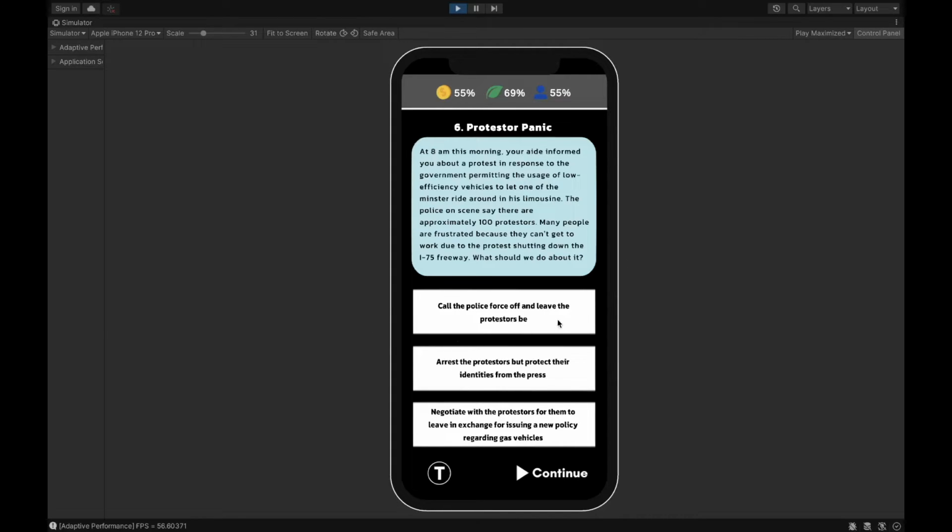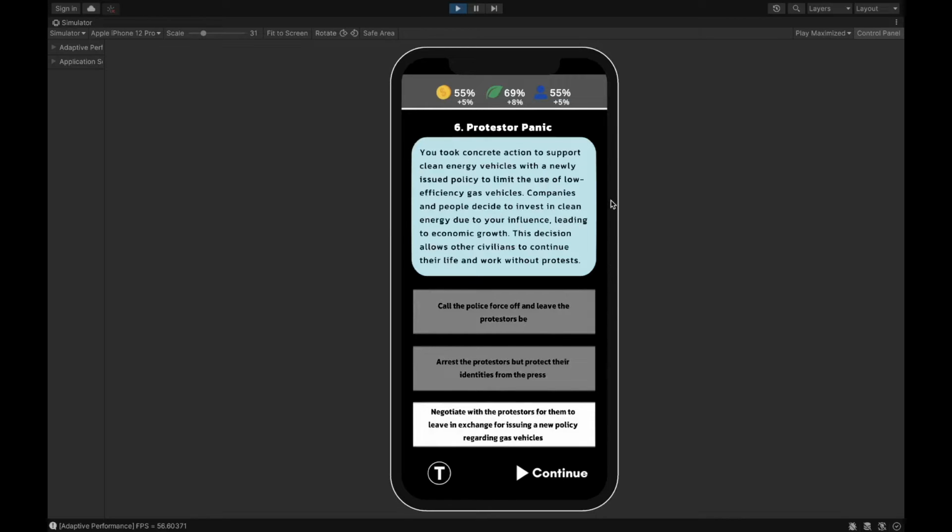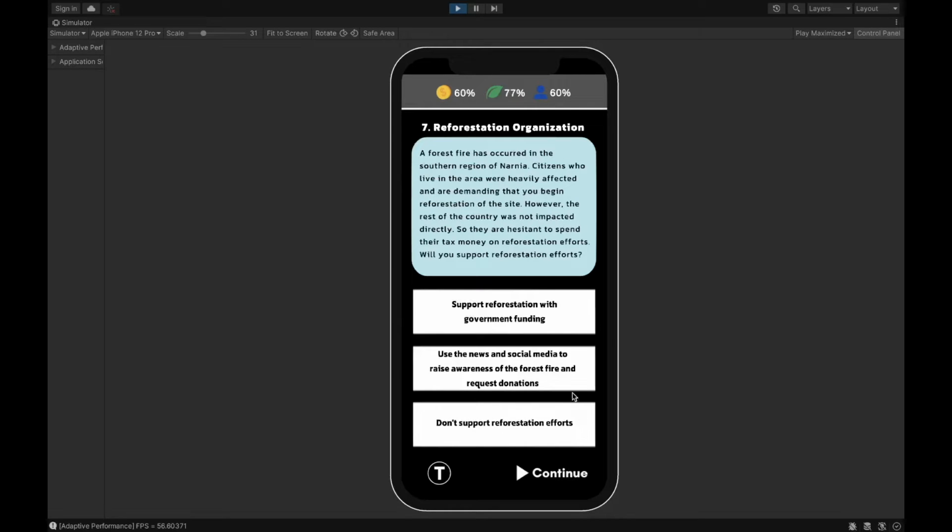So let's see. I know that just leaving the protesters be would definitely cause more frustration just because people are already frustrated about not being able to get to work. And arresting the protesters would just look bad. So I think I'm going to go ahead and negotiate with the protesters and at the same time issue a new policy regarding gas vehicles. Okay? And so that changed many things, in a positive way. So we can go ahead and continue with that.